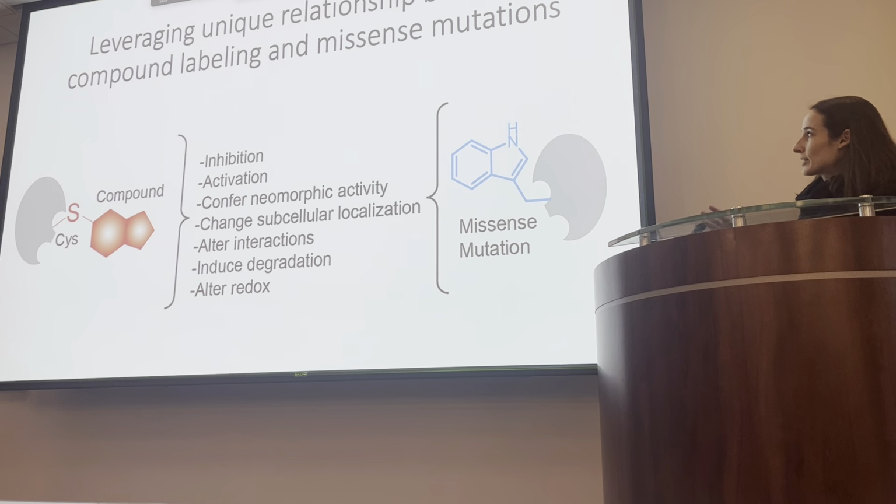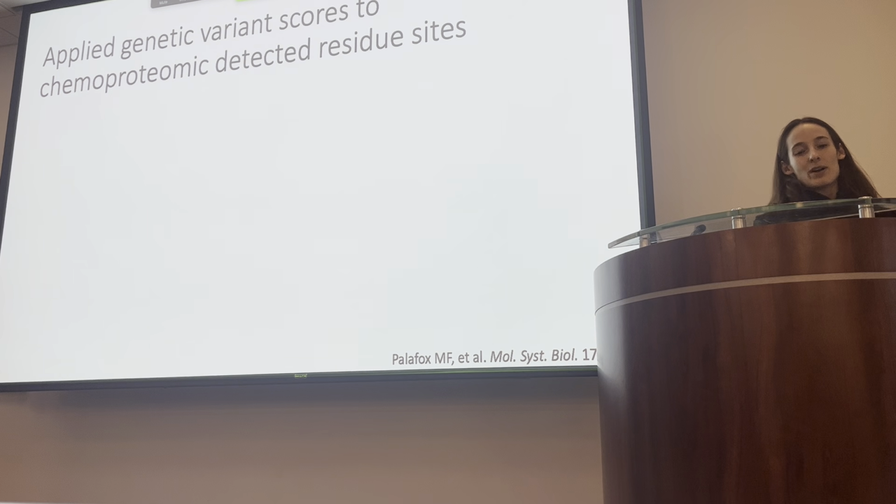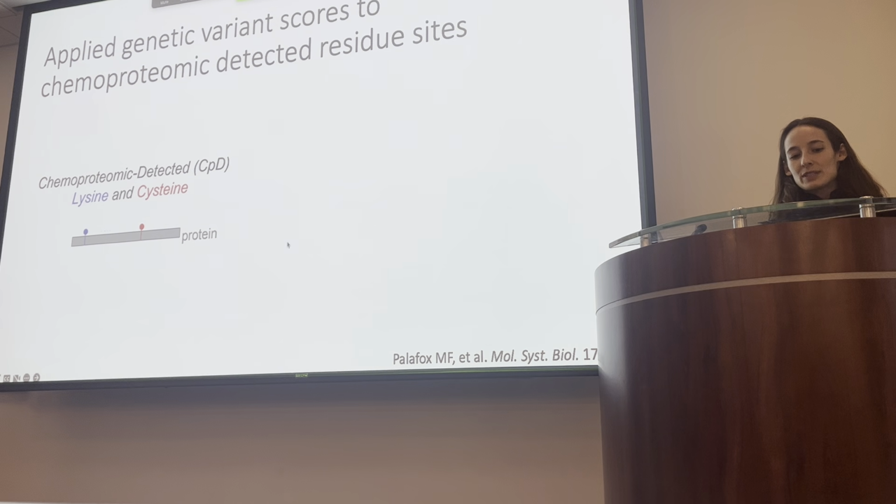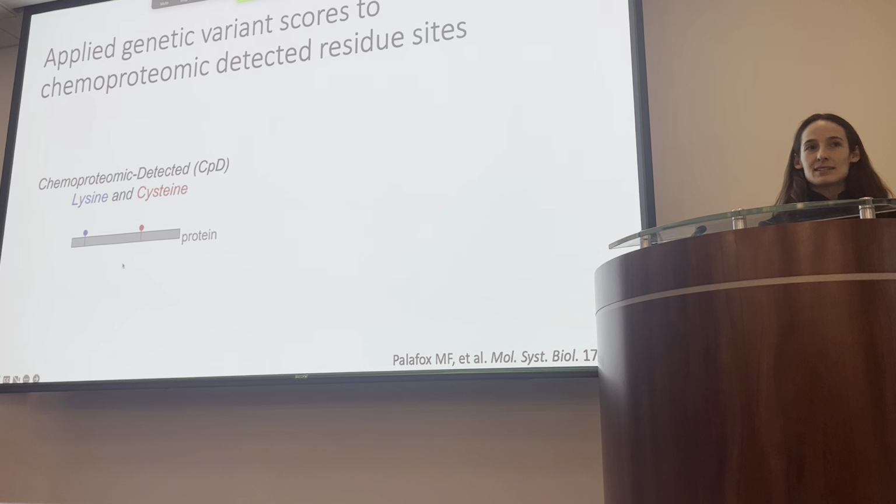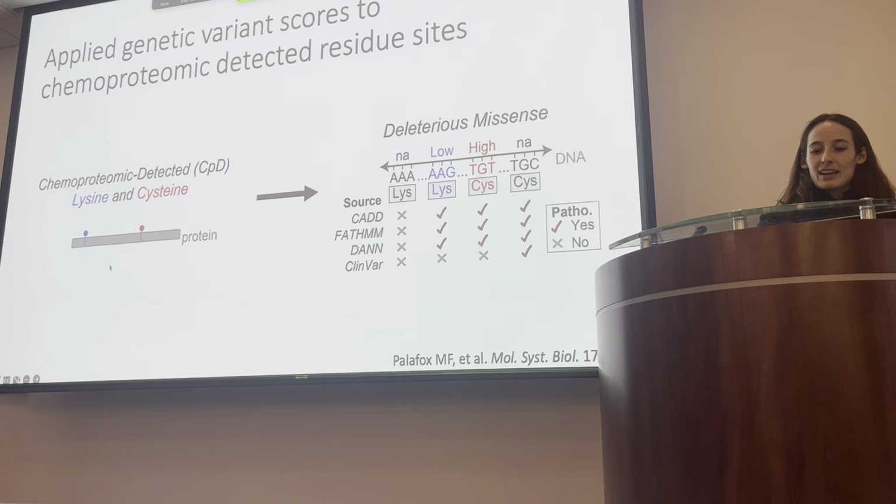So the goal here is to apply genetic variant scores that are made to predict the consequences of, or the pathogenicity of, missense variants to chemoproteomic detected residue sites. Here you have a protein sequence with lysine and cysteine detected sites, and the idea is to score these positions using deleteriousness scores from genetics.